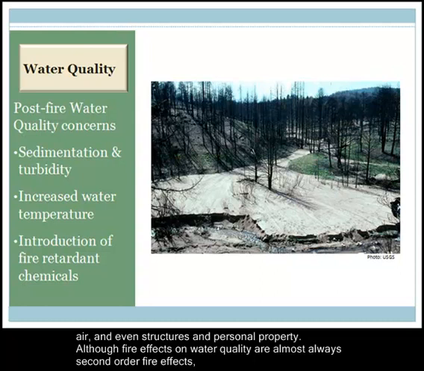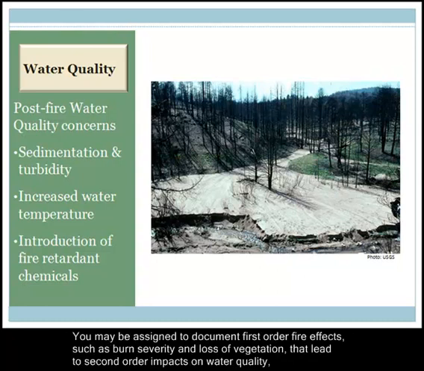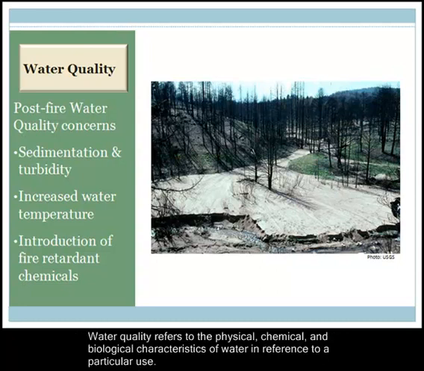Although fire effects on water quality are almost always second-order fire effects, many wildfires have management objectives or requirements relating to water quality, such as protecting municipal watersheds or aquatic habitats. You may be assigned to document first-order fire effects, such as burn severity and loss of vegetation, that lead to second-order impacts on water quality, and an understanding of water quality concerns will help you focus on documenting the appropriate first-order effects. Water quality refers to the physical, chemical, and biological characteristics of water in reference to a particular use.